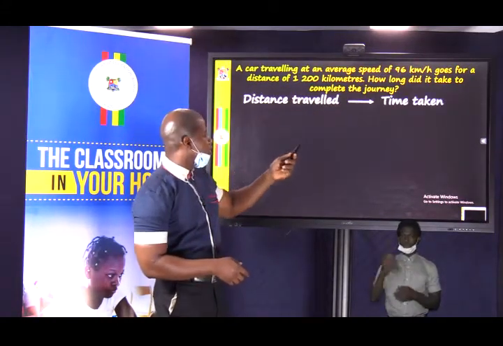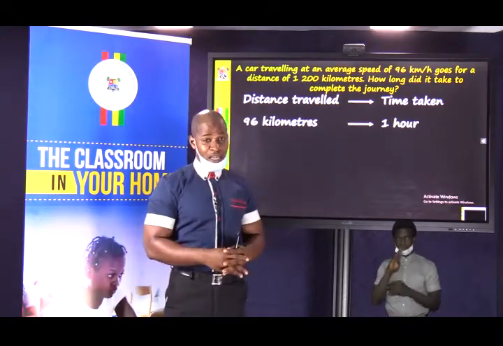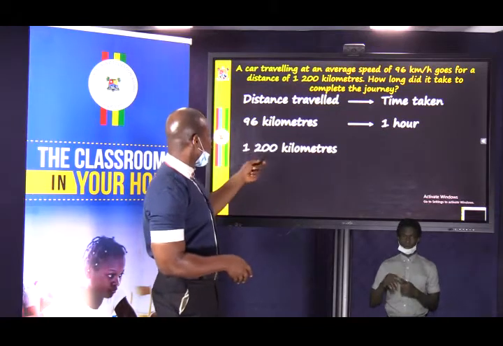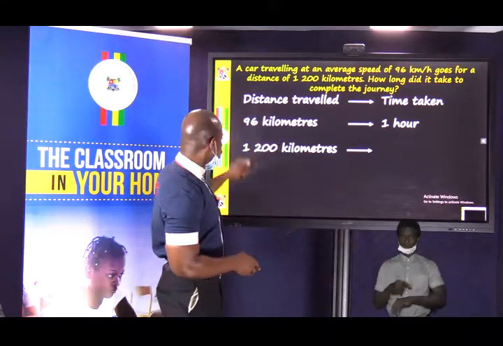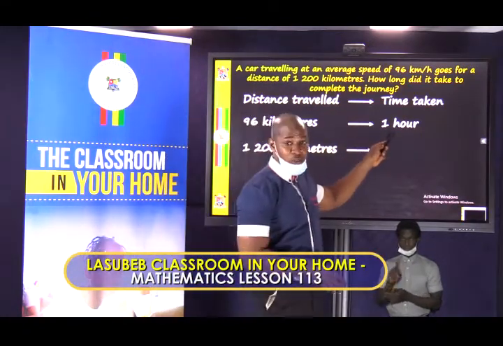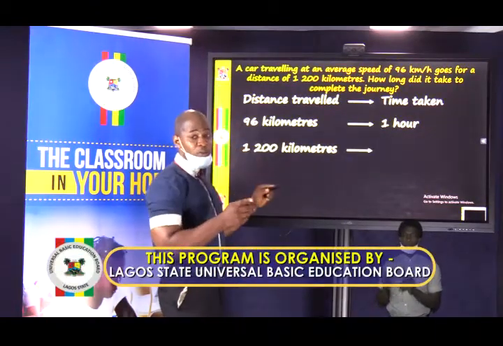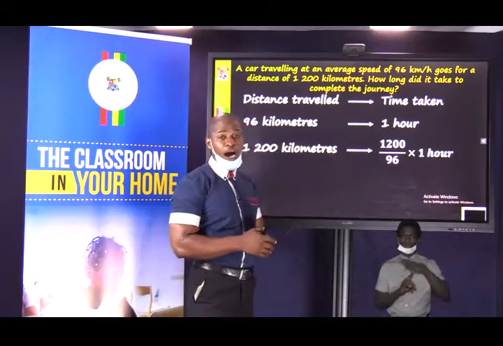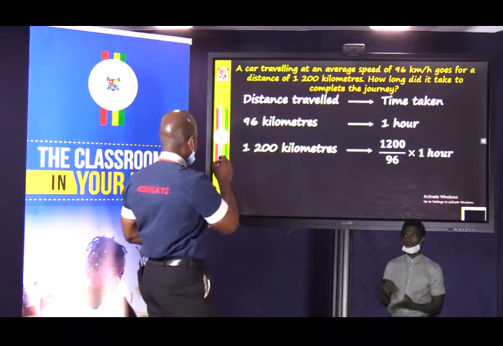Now, we know the distance traveled and the time taken, that for 96 kilometers, 1 hour will be used. That is what is meant by 96 kilometers per hour. Now, we want to find how long it will take to complete a journey of 1,200 kilometers. We know the distance. We want to find the time. Now, observe that 96 kilometers has increased to 1,200 kilometers. So 1 hour, the time, will also increase, but in this ratio. And when it's going to increase in this ratio, the bigger number will be on top. That is 1,200 all over 96, then multiplied by 1 hour, which is what we want to increase. Now we only need to resolve this. Let us see how it goes.